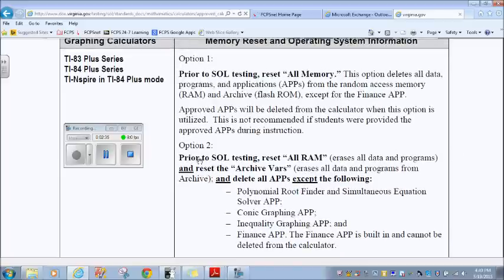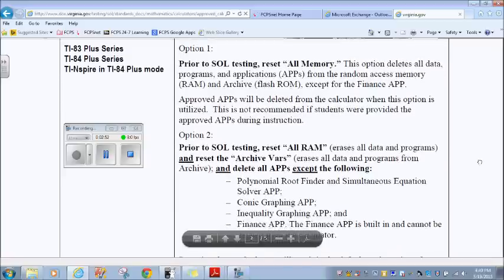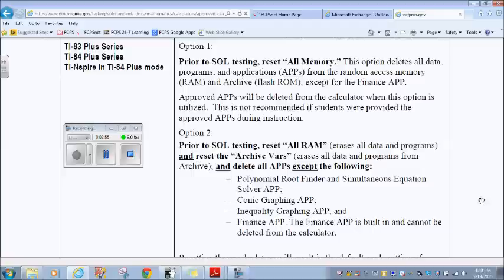It says, prior to SOL testing, reset all the RAM, which pretty much most teachers are doing, and delete all apps except the following. So there are one, two, three, four apps which they say to leave on the calculator. And the finance app, but you're not going to use the finance app on the SOL. Inequality graphing, you may use that kind of graphing, but this app, the polynomial root finder and simultaneous equation solver app. It says do not delete it off of the TI-83 or 84.